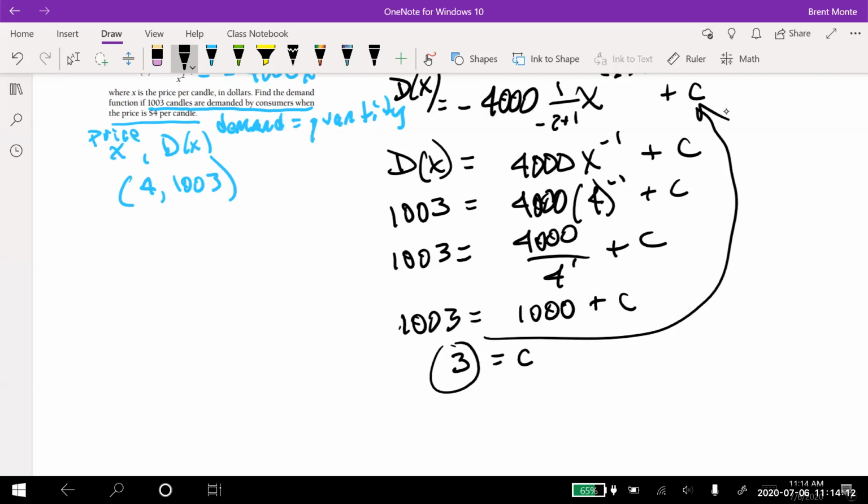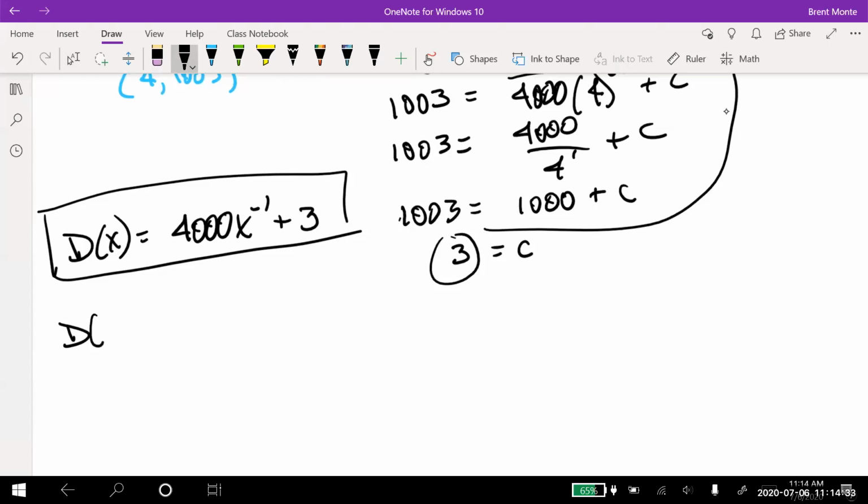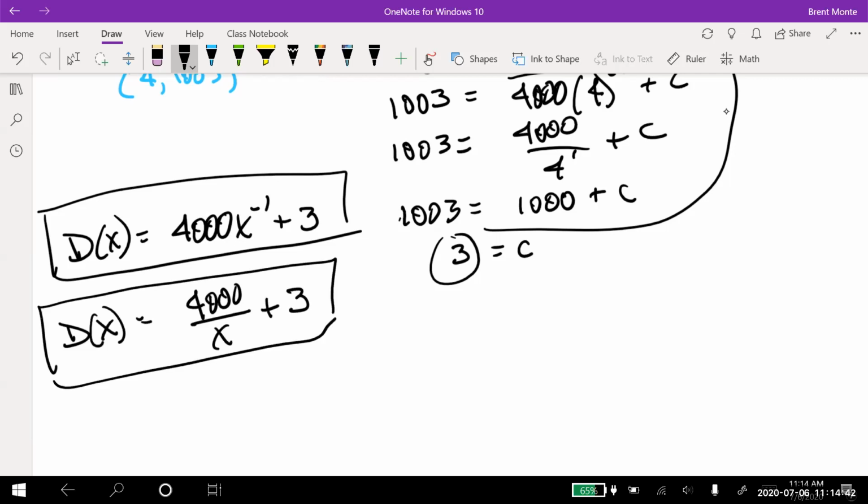And so my demand function, I'll just put it here so I have room and I can see everything. Here's my demand function: 4,000 x to the negative 1 plus 3. And we can write it that way. Often they will work with that negative exponent and they'll write the demand function as 4,000 over x plus 3. I like that way better. They are obviously the same type of thing. They're equivalent functions.